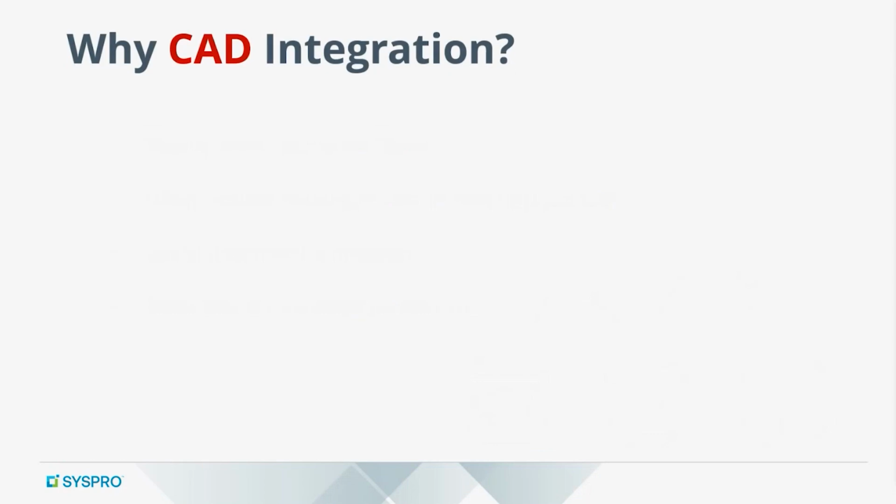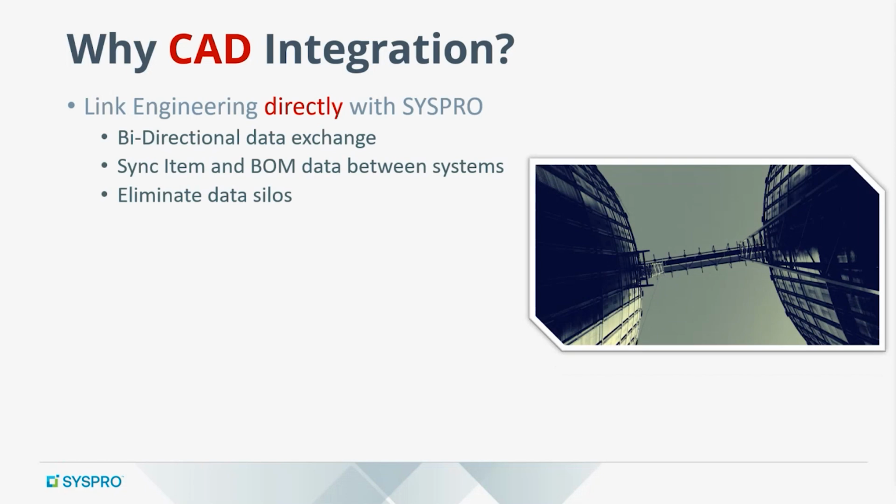So why look at CAD integration with CADLink? Well, CADLink links engineering directly with SYSPRO. It is a bidirectional data exchange, meaning that with CADLink, we can update SYSPRO and we can update back to the CAD system in the same save of CADLink. And doing that, we make sure that the data in both systems match. So we're eliminating that data silo that you might have if you don't have a direct integration.